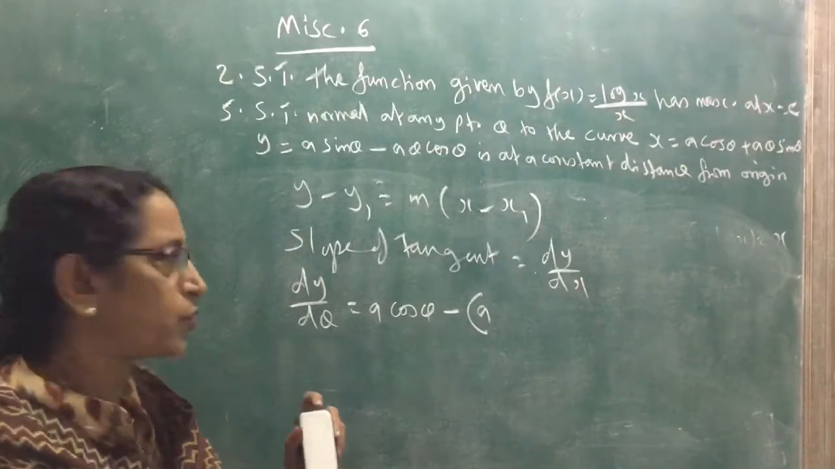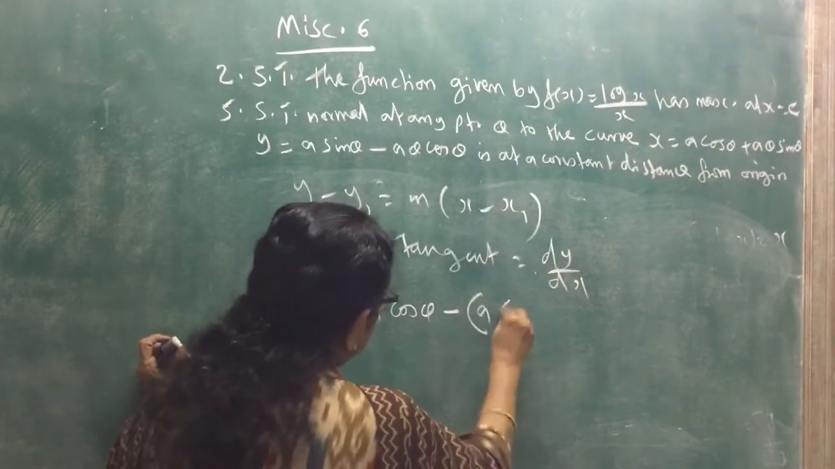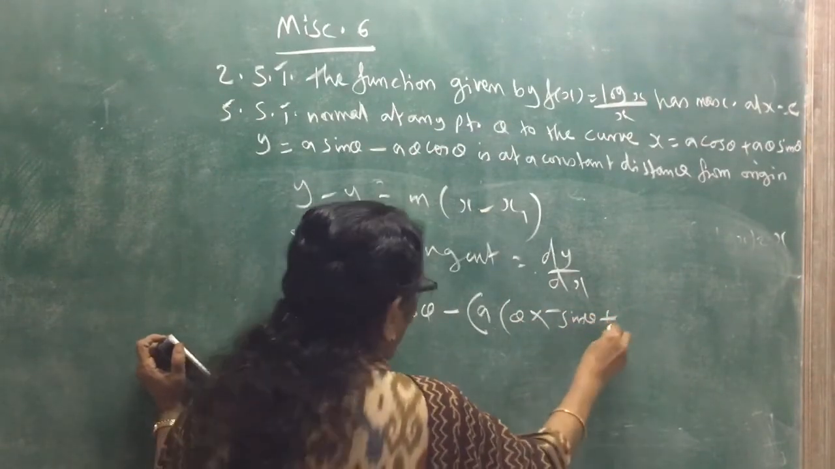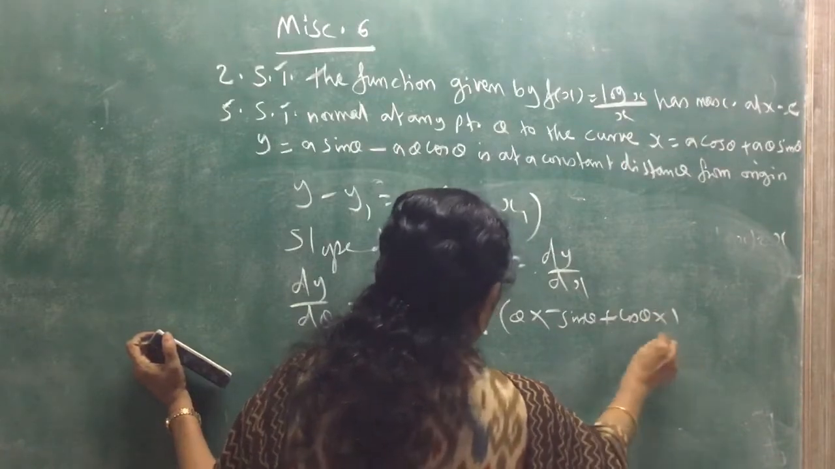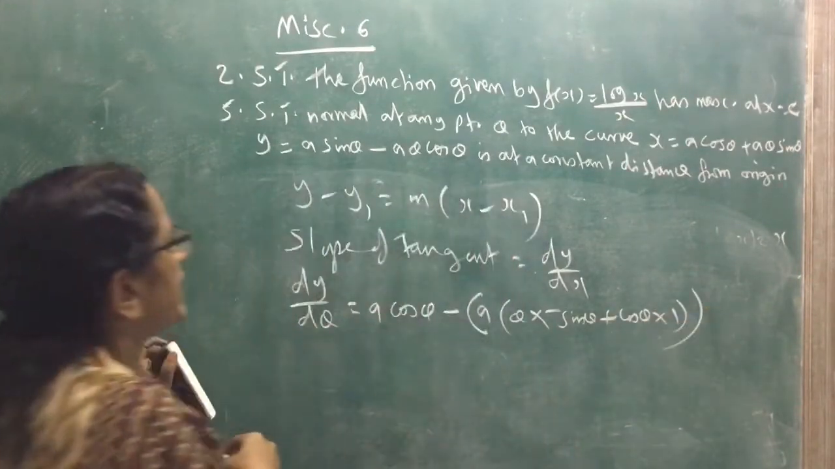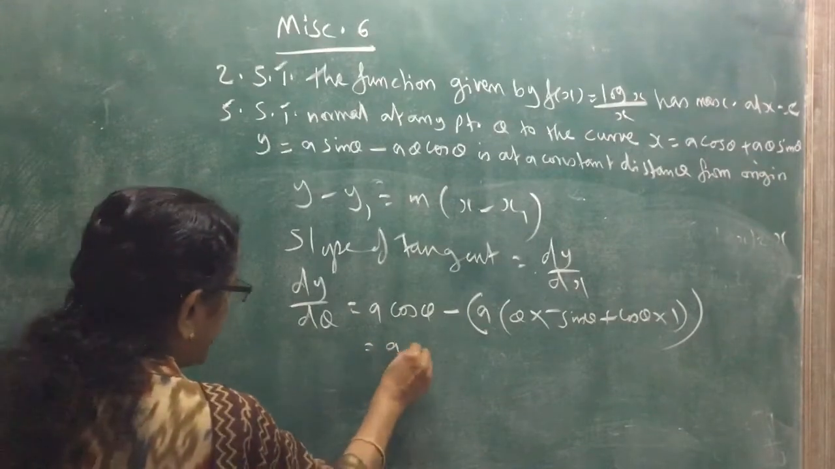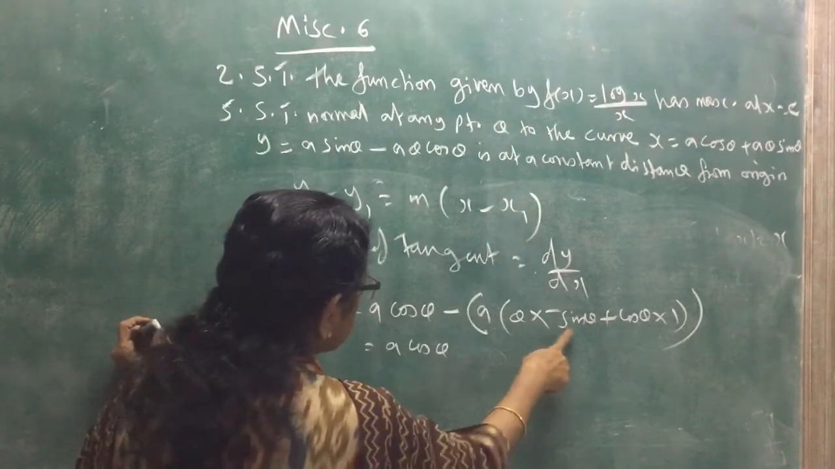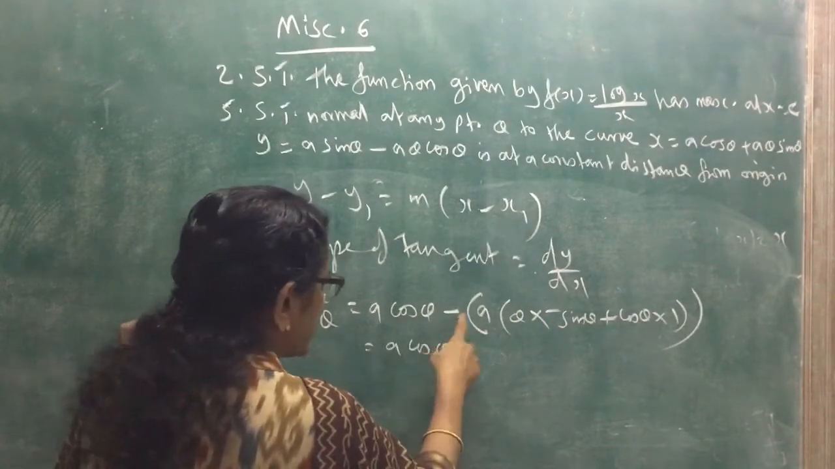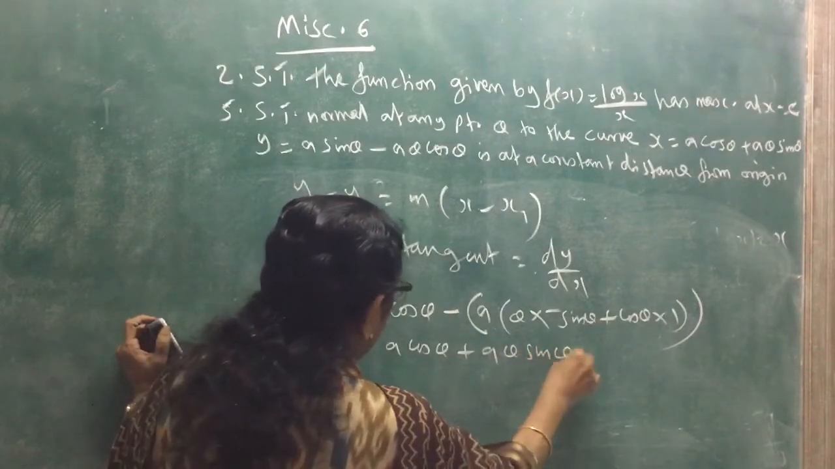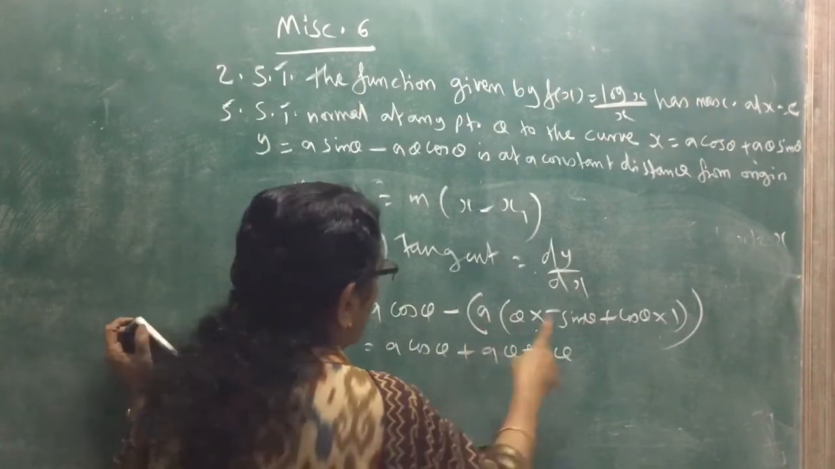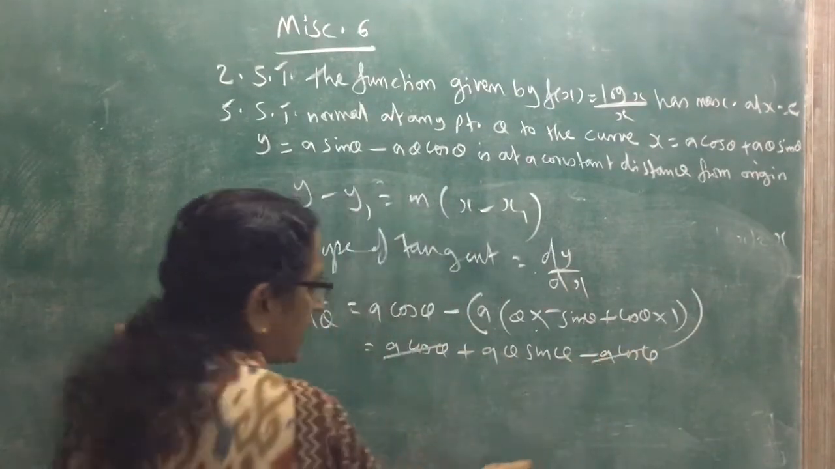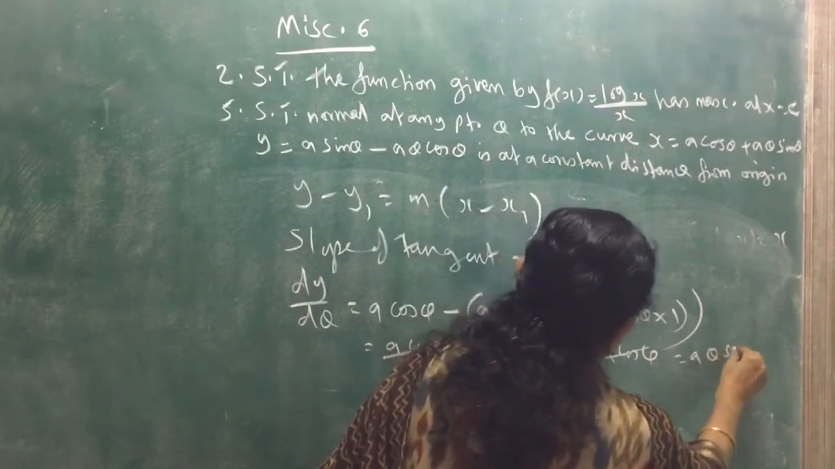We have to apply the product rule. So a into, in brackets, theta into the derivative of cos theta, minus sin theta, plus cos theta into the derivative of theta, that is 1. So that is the derivative of a theta cos theta. Simplifying: a cos theta, then minus a into minus theta sin theta, so minus into minus gives plus a theta sin theta. Then minus a into plus cos theta, that is minus a cos theta. So a cos theta minus a cos theta cancel, we get a theta sin theta.